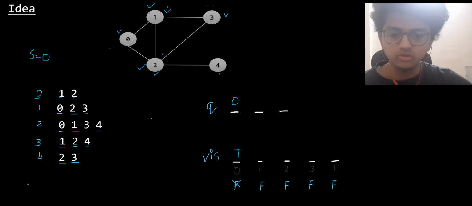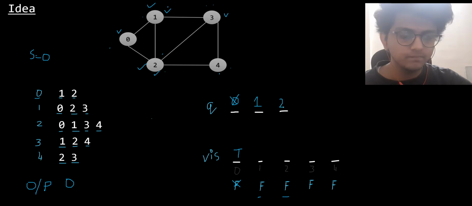Also we will have an output screen below right here. First, we will dequeue 0 from the queue, print it in the output screen, and enqueue all its neighbors. We will check if the neighbors are visited or not. 1 and 2 are false, so they are not visited, so we will enqueue 1 and 2, and then mark them as visited.